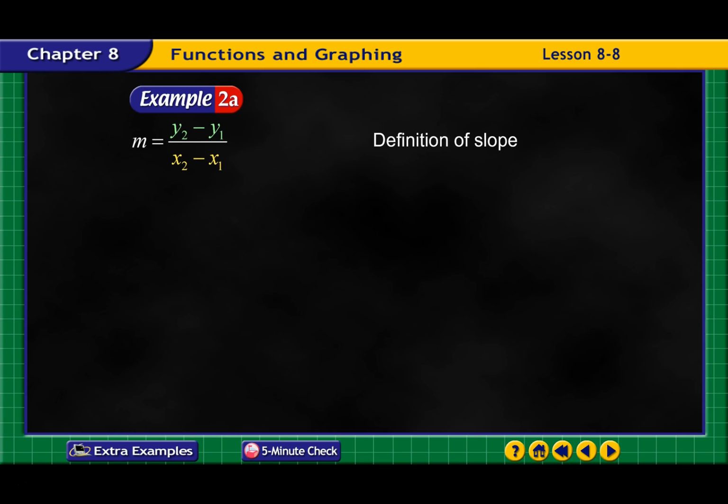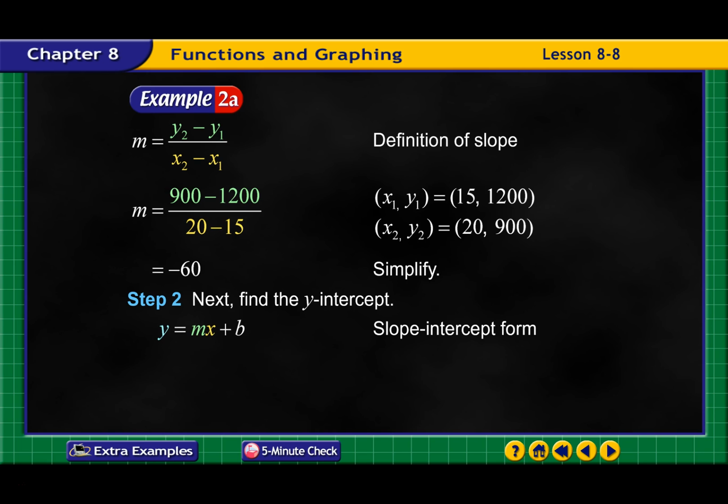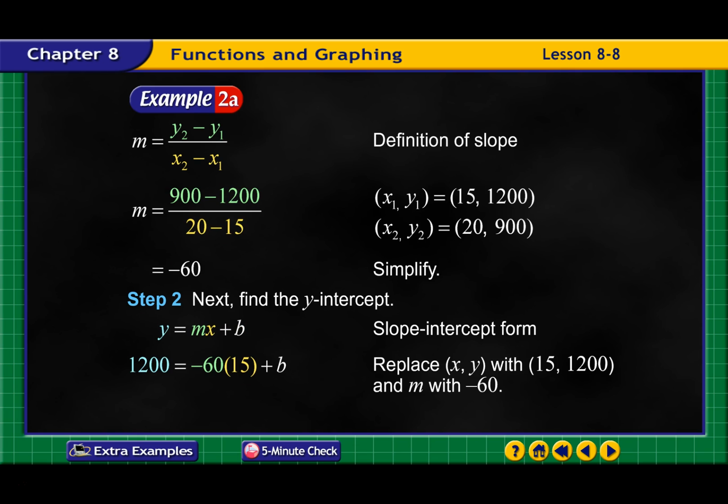So our definition of slope, and we're going to subtract them out and simplify it, comes out to -60. So next we're going to find the y-intercept to be able to have a slope formula. Well, we take our slope-intercept form, and we're going to punch in this for our slope, and pick one of these 2 points that we picked to find the y-intercept.